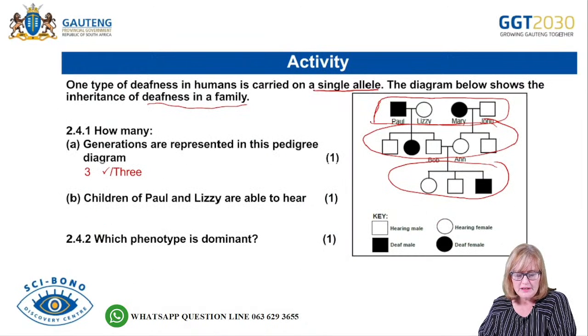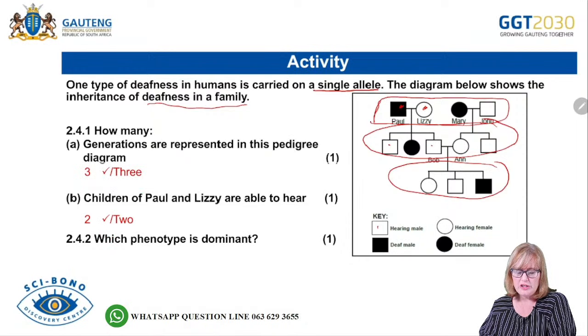How many children of Paul and Lizzie are able to hear? All right, now there's Paul, there's Lizzie. How many of their children will be able to hear? Now that's the easy one. What must you do? Go and look at the key. It's easy as that. Easy peasy. Look at the key. Unshaded is hearing. Shaded is deaf. So how many of their children will be able to hear? They've got 1, 2 unshaded children. Right, so it would be 2.